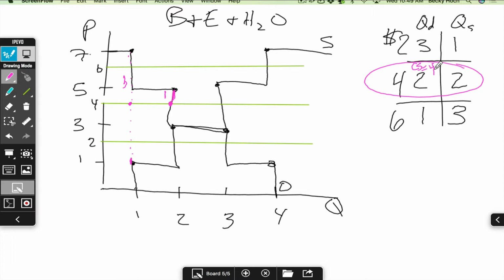So my producer surplus at $4. I'm willing to supply my first bottle for $1. I supply it for 4, so my producer surplus for the first bottle is $3, and my producer surplus for the second bottle, which I'm willing to supply at 3 and I sell for 4, is $1. So my producer surplus equals 4. So my total surplus is 8.